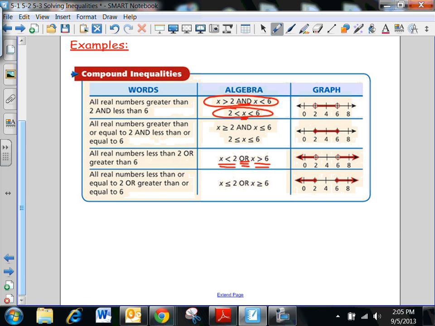And so "and" inequalities, when we graph them, look like this. They go in. "Or" inequalities go out, like the oars of a boat.